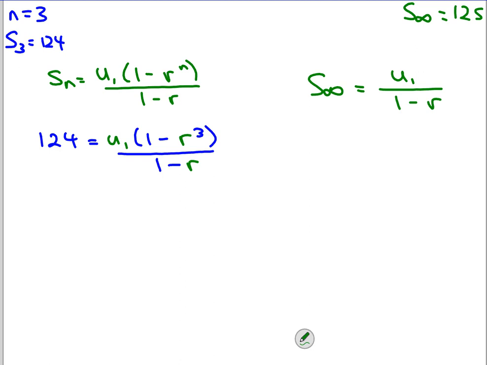Let's also try subbing into this one, the sum to infinity over here. So the sum to infinity, that's the only bit of info they gave us. 125 is the sum to infinity, equals u of 1 over, and we still don't know what u of 1 is, 1 minus r. And we still don't know what r is. So I would do that to see, okay, there's similar looking formulas. How can I get some inspiration from that?